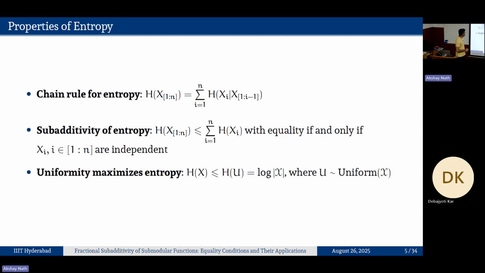These neat properties are something like the chain rule. One simple example that I've written here: when I say x comma y, it's the joint distribution of the x and y random variables, and when I'm only using x, it's the marginal of this joint distribution, h of x. So this is a property that you can write: h of x comma y is h of x plus h of y given x.